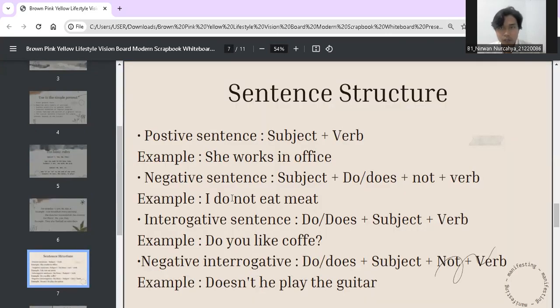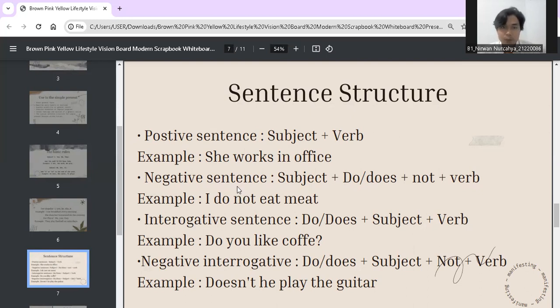And this is the sentence structure. For the first one, the positive sentence: subject plus verb in base form for I, you, we, they, plus s or es for he, she, it. For example, she works in the office. And the second, the negative sentence: subject plus do or does plus not plus verb. For example, I do not eat meat.